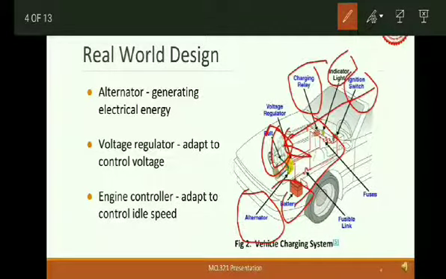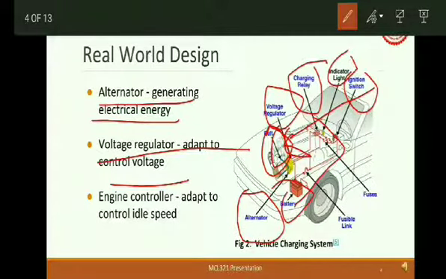Fuses are used to safeguard the system. The voltage regulator basically controls the voltage. If the voltage is enough to charge the battery, then only the battery will be charged. So basically, the alternator is to generate the electrical energy, the voltage regulator to adapt the control voltage, and the engine controller is basically to adapt the control speed. There's a minimum speed after which enough current is produced so that the battery could be charged.